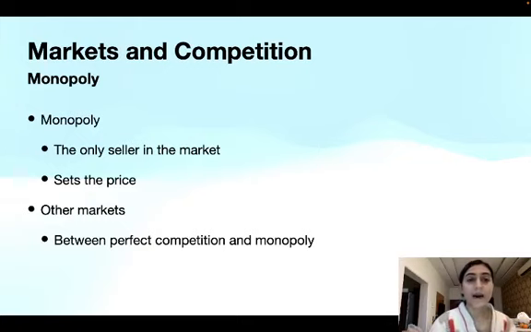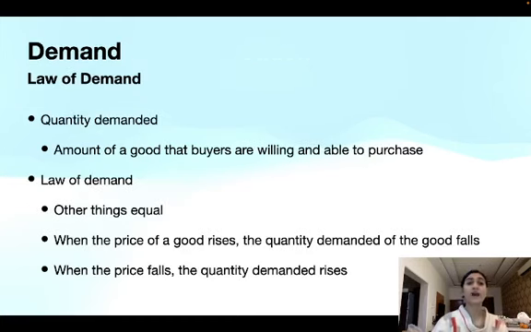A monopoly is a market where there is only one seller, and because there is only one seller, he sets his own price. He becomes the price maker. Between these two extremes, perfect competition and monopoly, there are many other markets which we are not going into detail as far as this lecture is concerned. So then we come to our main topic of demand.